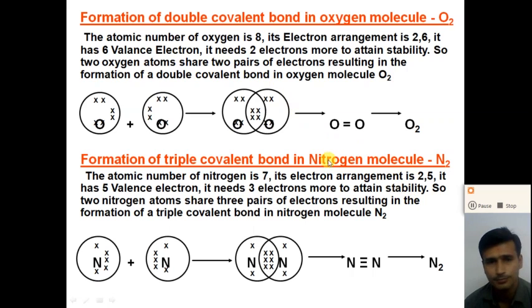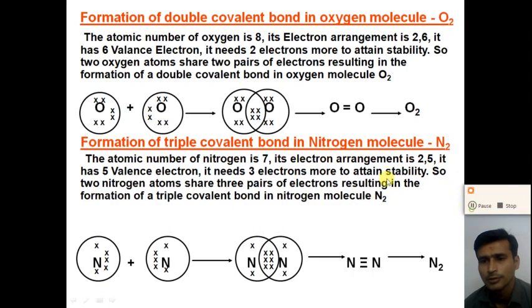See this figure, right? See this figure, the oxygen atom has 6 electrons in the outermost orbit. Its electron arrangement is 2, 6. So 2 electrons in the first orbit and 6 electrons in the second orbit. So the oxygen atom has 6 valence electrons. It needs 2 more electrons to attain stability, because the maximum capacity of the second orbit is 8, right? So it needs 2 more electrons to attain stability, right?